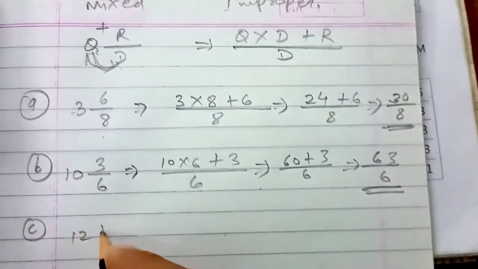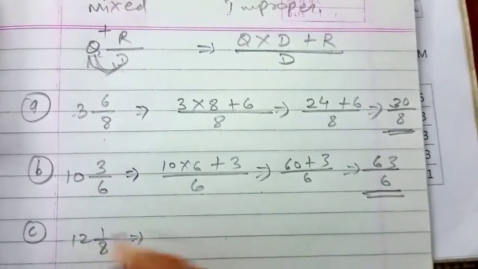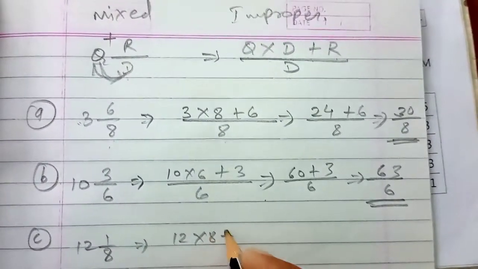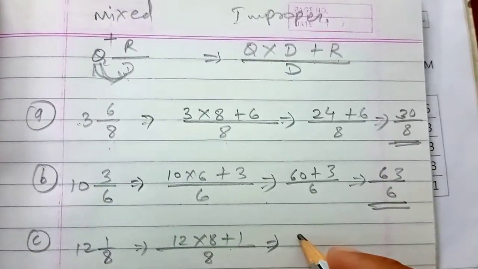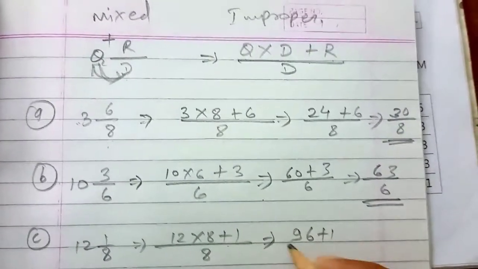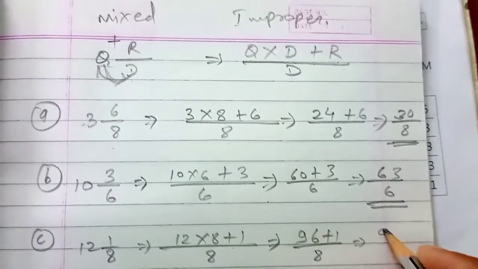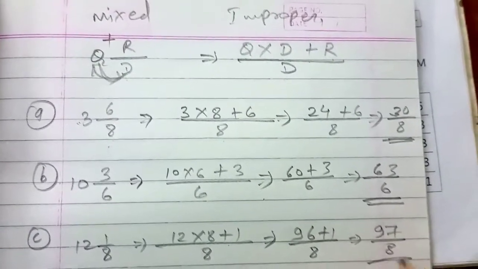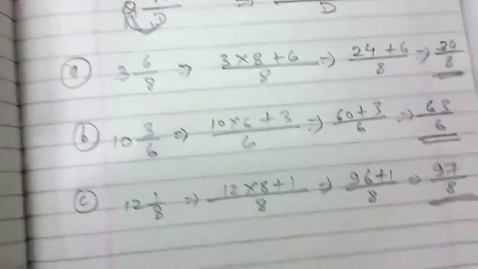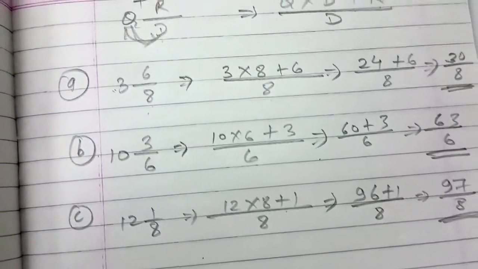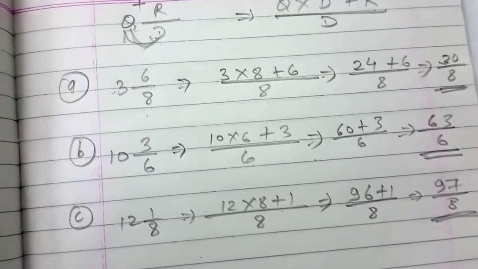Next one, 12 and 1 by 8. So 12 into 8 plus 1 upon 8. 96 plus 1 upon 8, that is 97 by 8. In this way you can do the next 3 questions. Now the next question, that is question number 11.